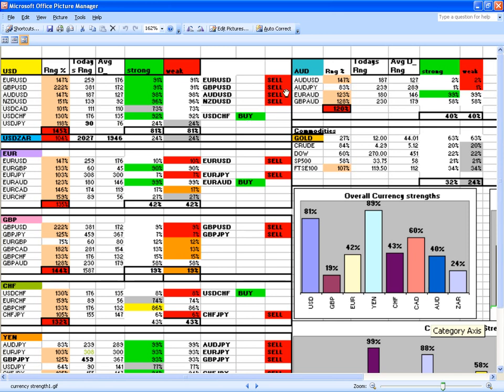You also have your buy and sell signals over here, which you can customize. The user then sets in their parameters of when to buy or sell.